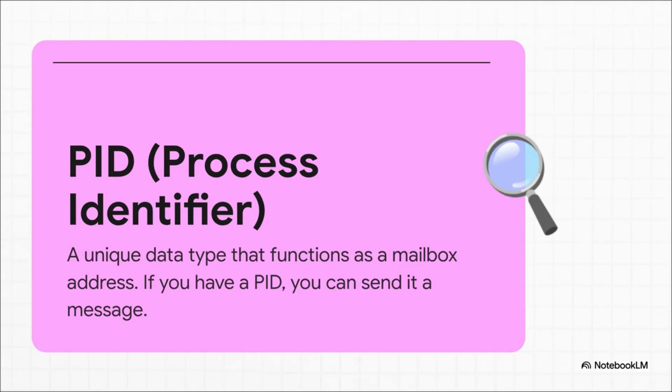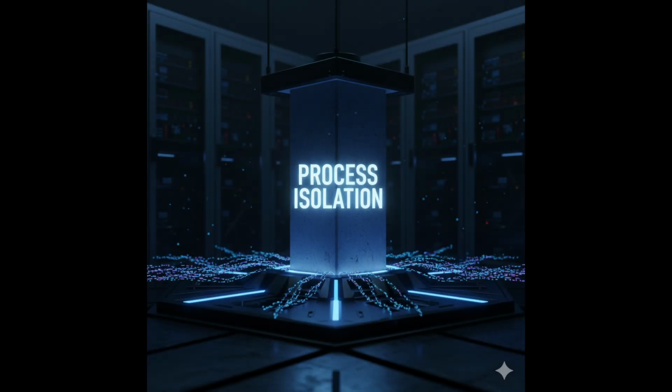Okay, so if we have all these thousands of little employees running around, how in the world do we talk to a specific one? That's where the PID comes in. It's the process identifier. Just think of it like an office number or a unique email address for your process. If you have the PID, you can send it a message. It's really that simple.